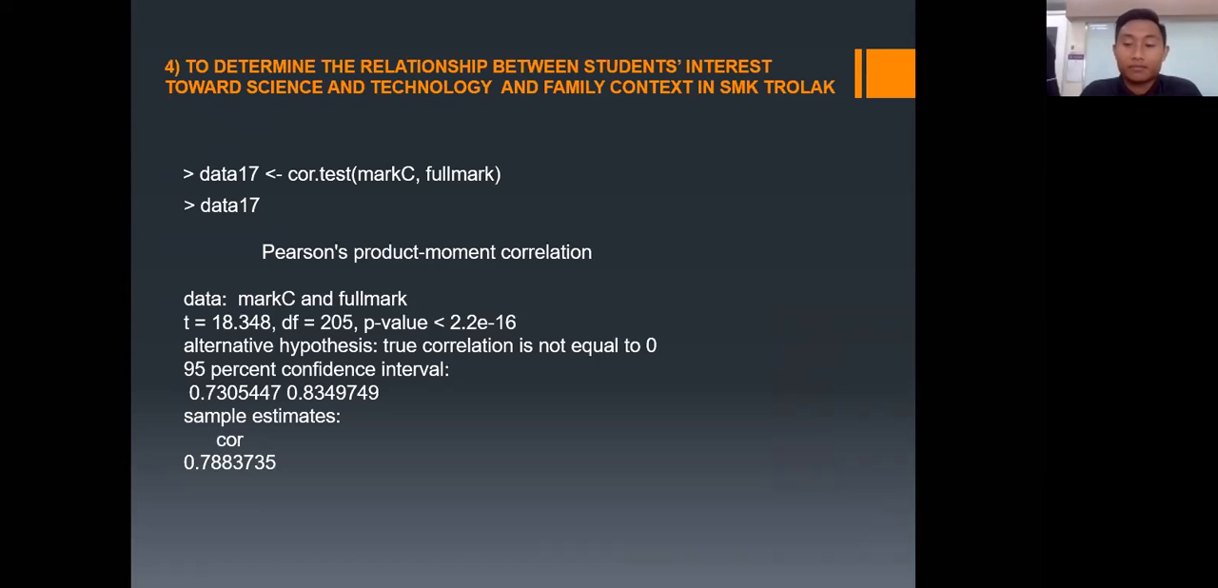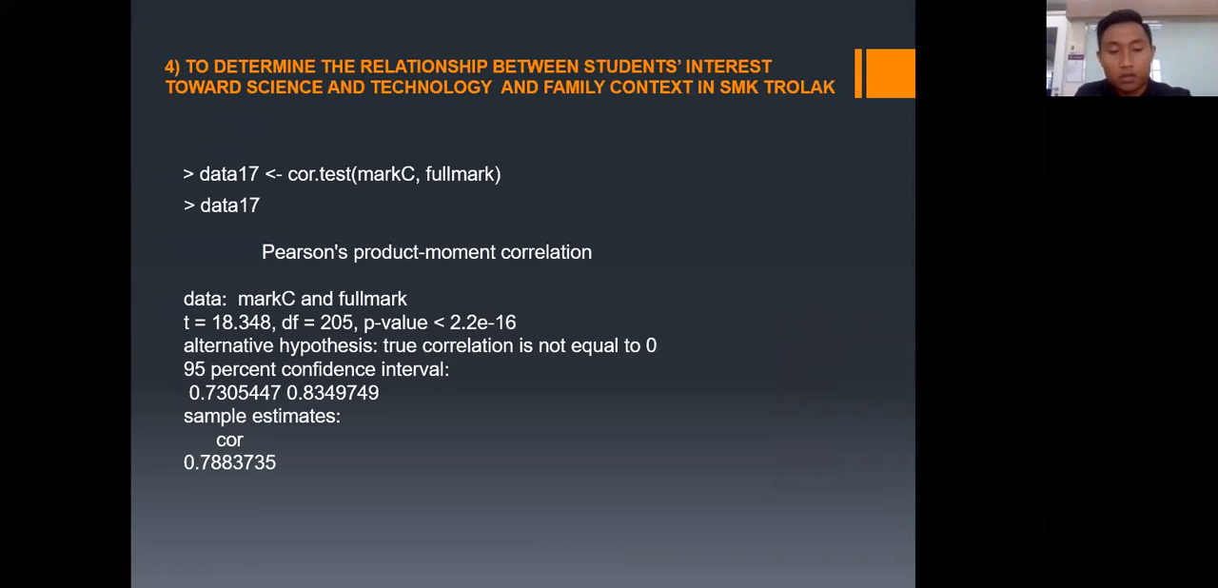Okay. Next, our last is to determine the relationship between students' interest in science and technology and family context in SMK TROLAK. For our correlation coefficient test, this is between mark C and full mark. We name this data as data 17. We use Pearson's product moment correlation. Our t-value is 18.348, our degrees of freedom 205, and our p-value is 0.000002. Alternative hypothesis, true correlation is not equal to 0.